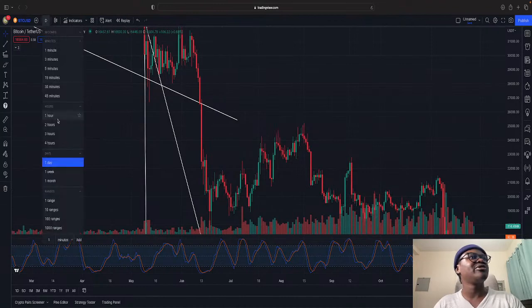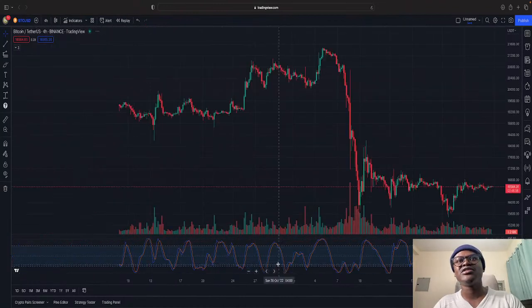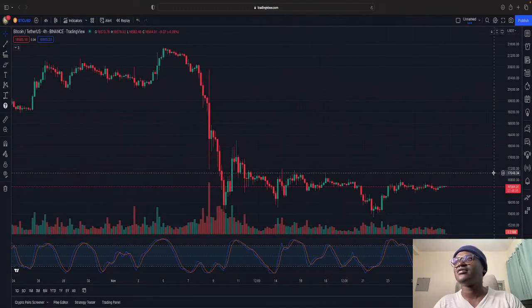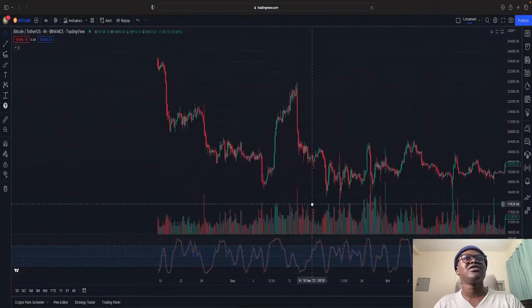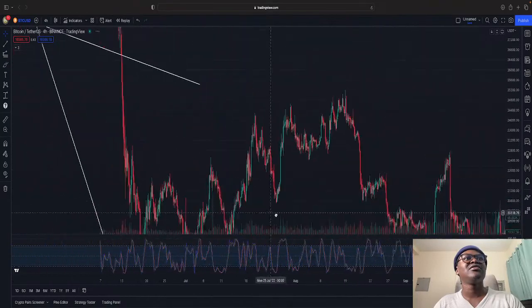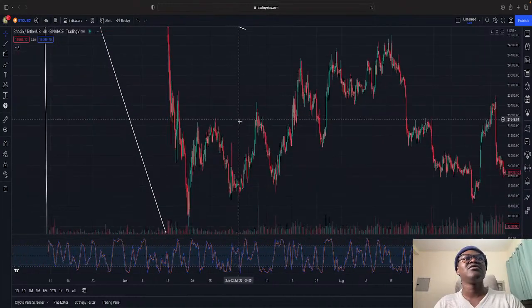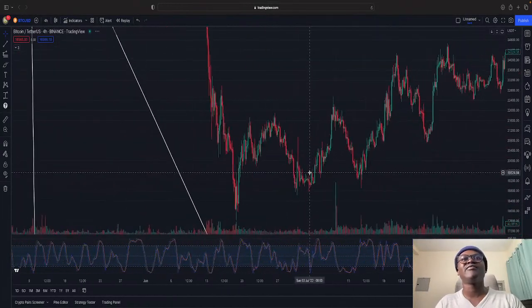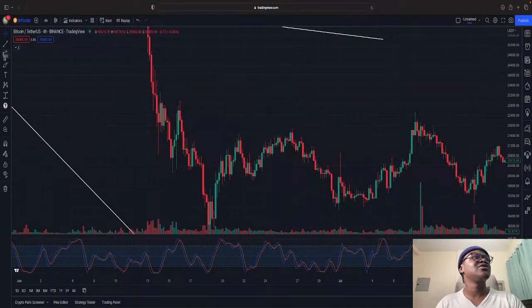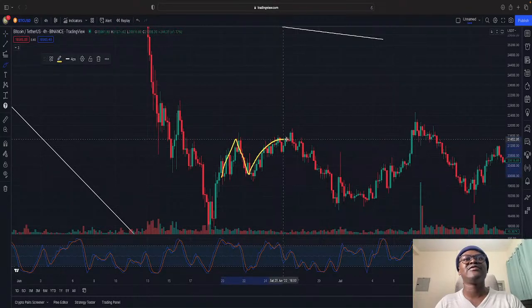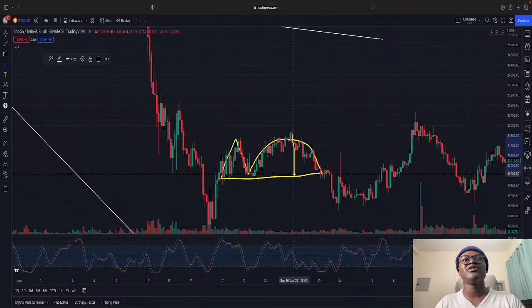Let's go to the 4 hourly. You'll be able to see Adam and Eve here. I think Adam and Eve, where are they? Yeah, this is Adam and Eve here. This is Adam and Eve. So this is Eve, this is Adam, this is Eve, like so. Neckline, target from here to here.